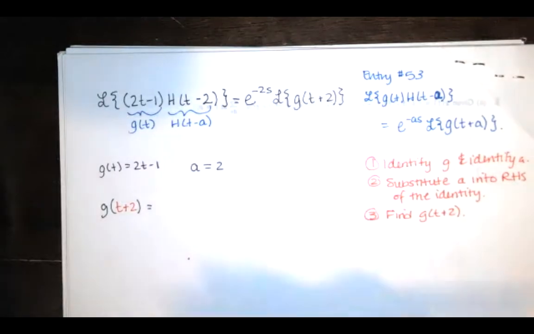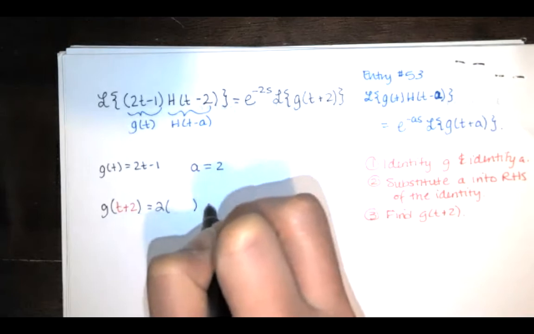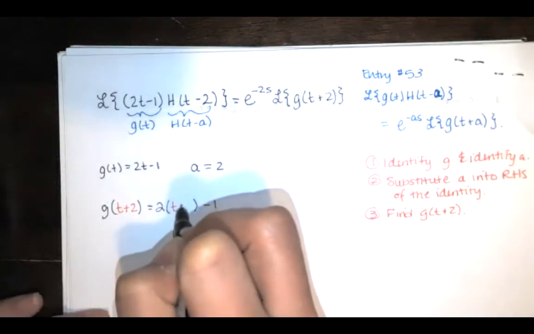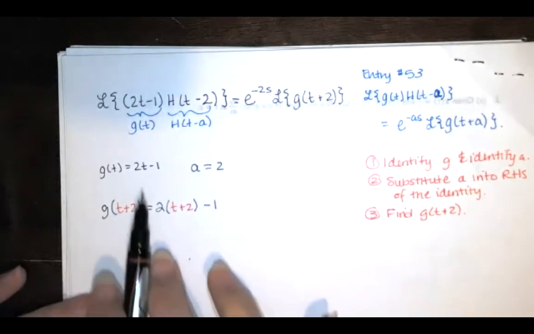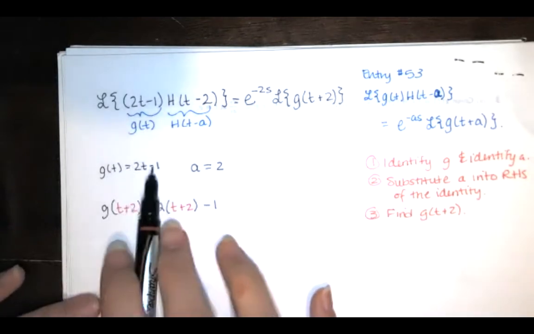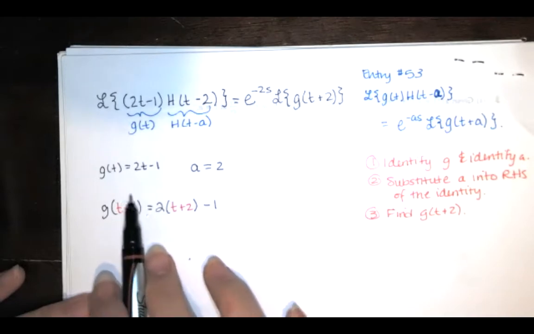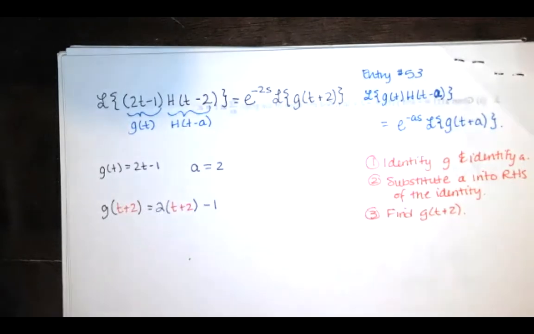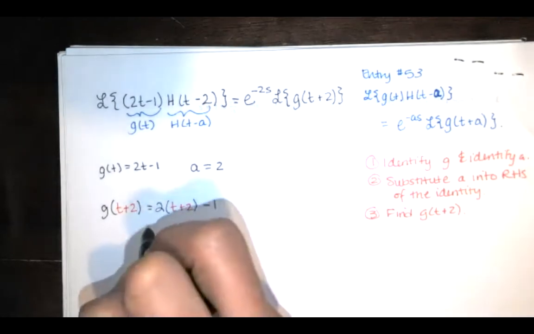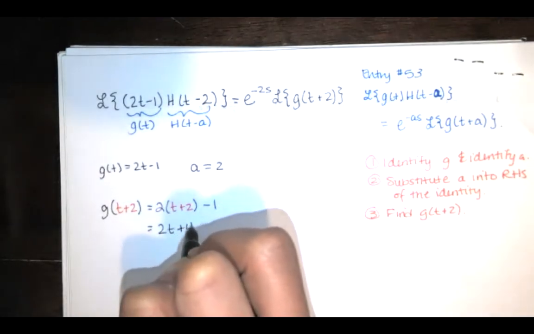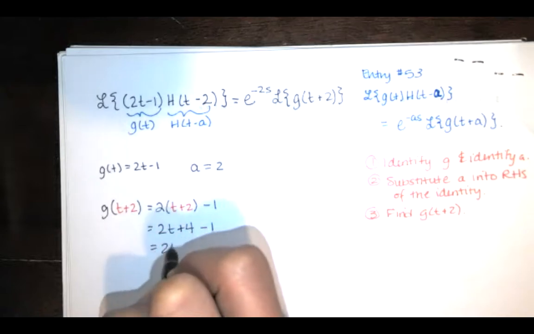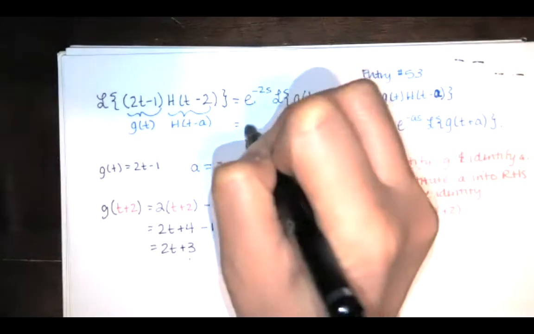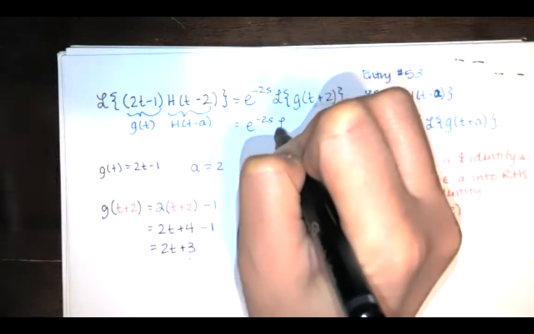Just by substitution, we've got 2 times the quantity t plus 2 minus 1. So I'm just using placeholder notation. This takes something, it doubles it, and then it subtracts 1. So instead of a t, we're going to input a t plus 2. We're going to double that, and we'll subtract 1. We'll distribute the 2, and then collect like terms. And then we'll substitute that into the right-hand side of the equation as well.